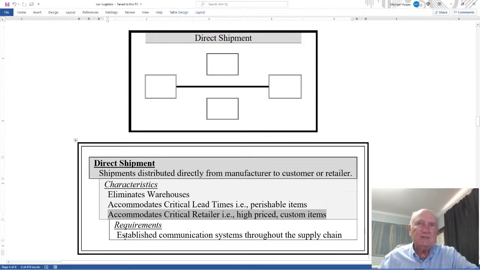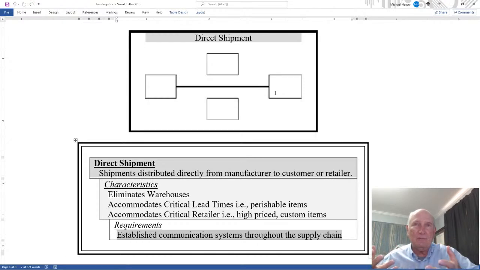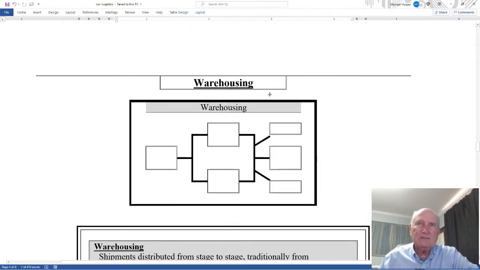Requirements: established communication systems through the supply chain. In other words, this communication system has to be very well established and also sophisticated and reliable, such that the communications with the demand upstream and delivery downstream are in sync. That's direct shipment. Next, let's look at warehousing.